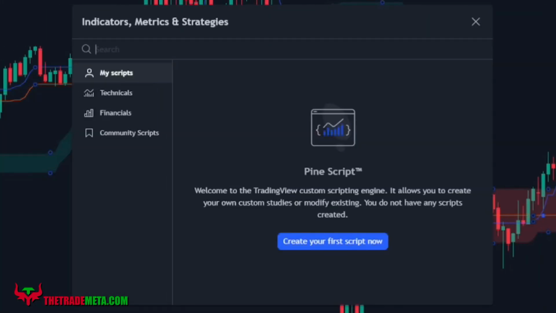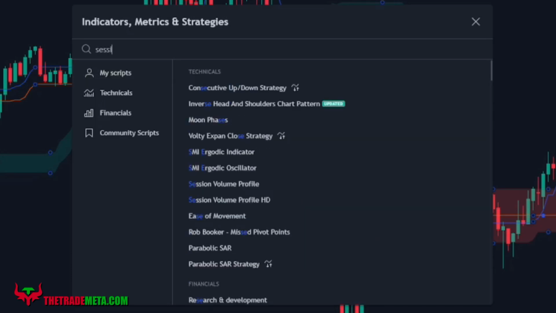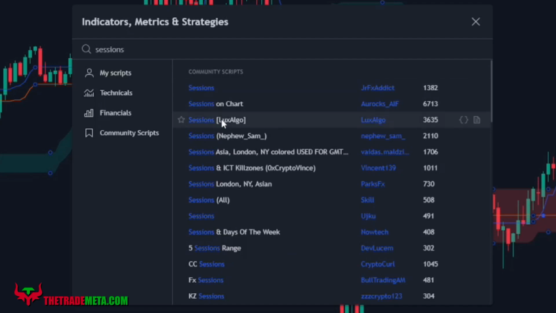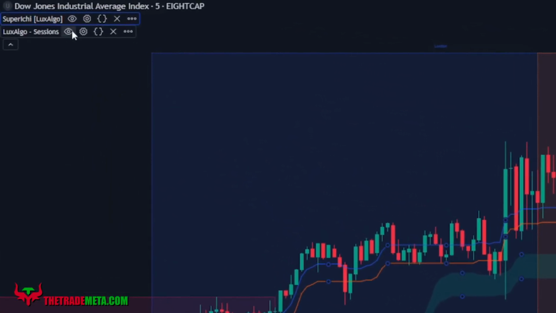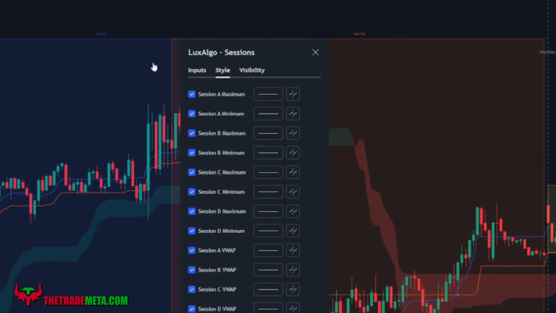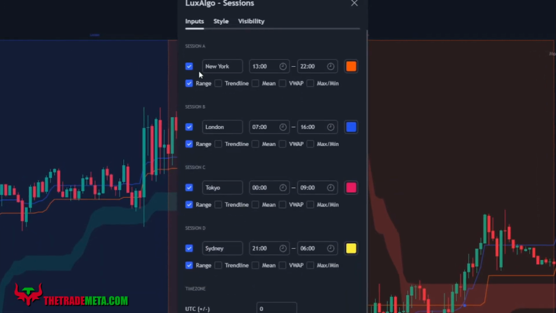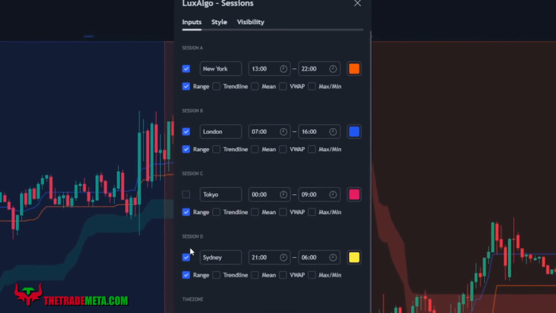The second indicator we're going to use is the Sessions indicator. Go to the Indicators tab and type in Sessions. We're going to use the one by Lux Algo. This strategy involves only trading within the New York and London session. So go to Settings and we're going to untick the Tokyo and Sydney sessions from the chart.